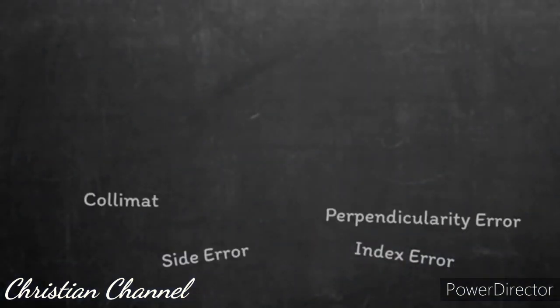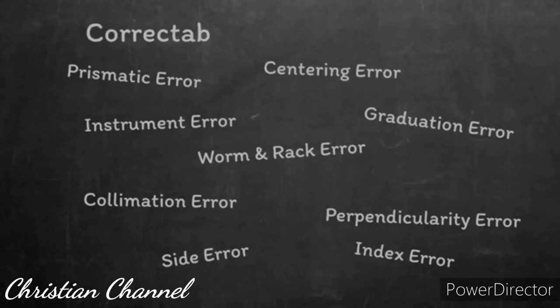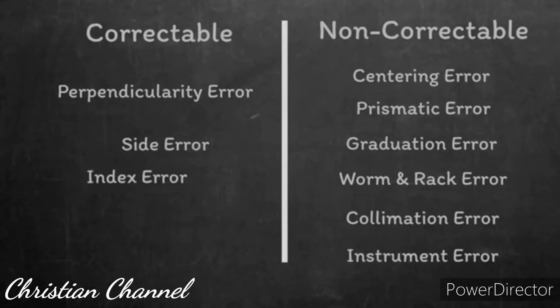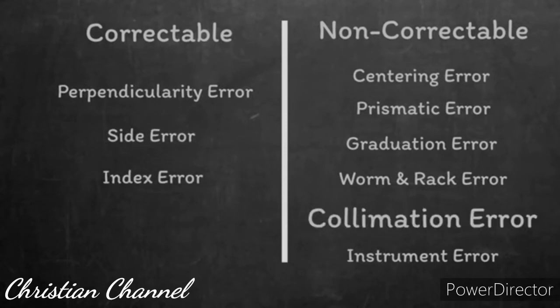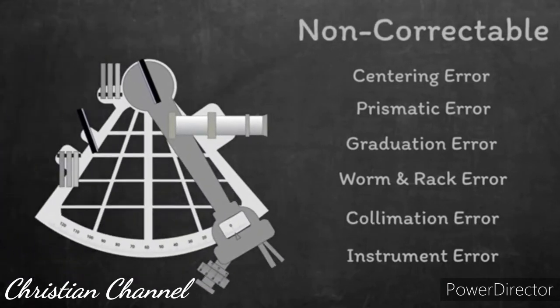There are actually many different errors possible on a sextant. We can split them into two different groups, correctable and non-correctable. One error, collimation, actually used to be correctable, but on modern sextants it's more usual for it to be non-correctable nowadays. Let's start by looking at the non-correctable errors. We'll just go through quickly as you can't correct for them anyway.